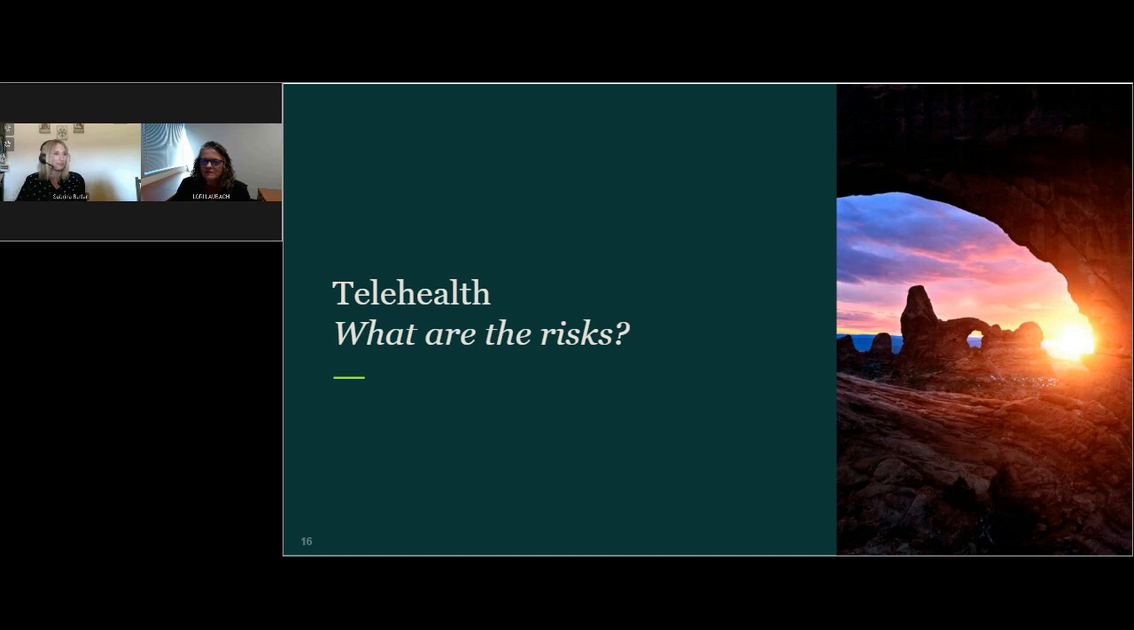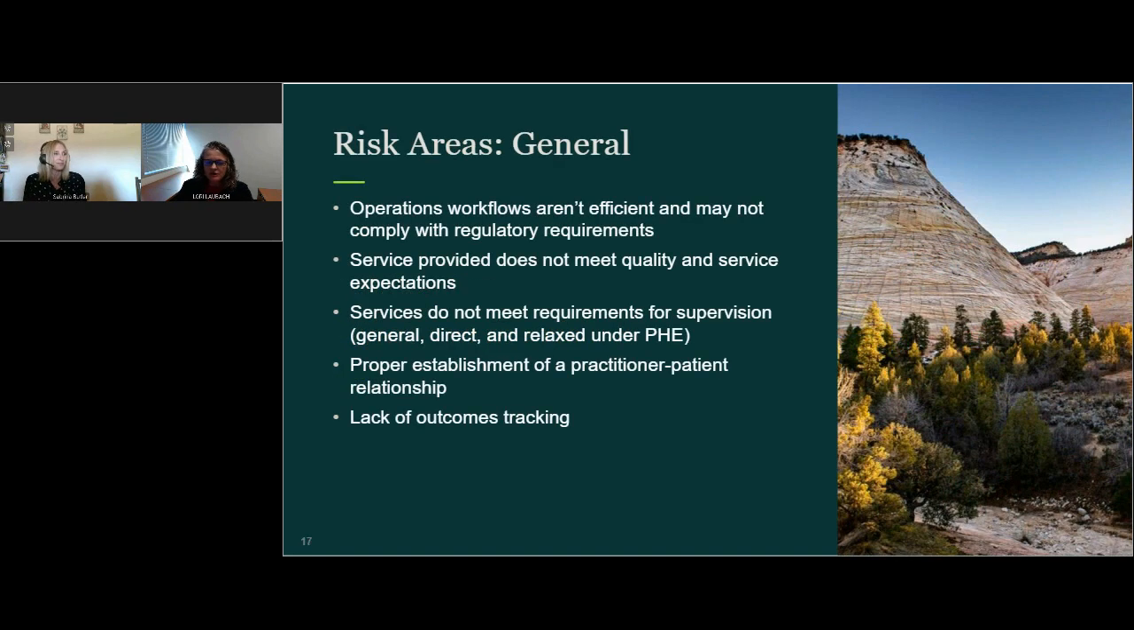So let's just talk about some risk areas. As Sabrina was talking, you're probably scurrying and writing down a bunch of notes about things you might want to think about within your own organization. But I wanted to go over some coding, some revenue cycle, and other items that we've seen as we worked with our clients through their audit or their implementation and things like that.